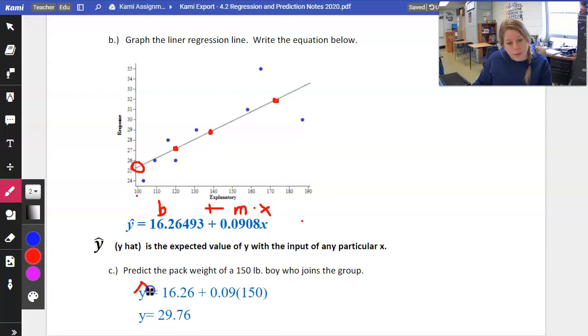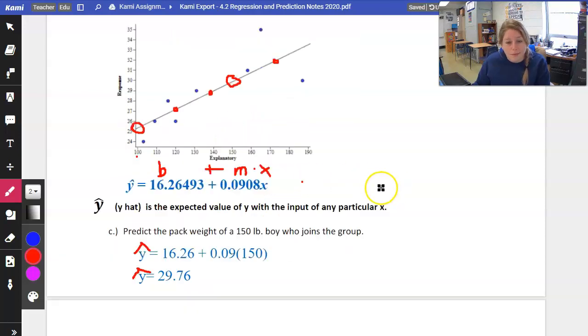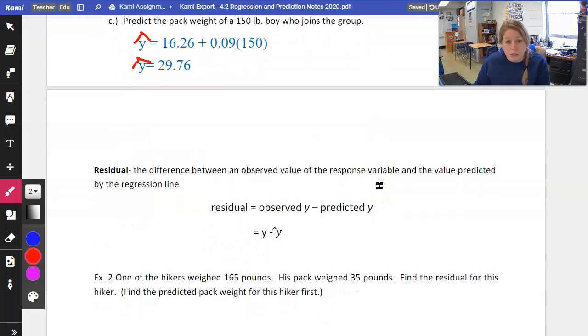There's a way to do the symbols in the typing, but I'm just going to draw it. So look at the graph. If we put in somebody who had a body weight of 150 and scrolled it up, it's about 29 pounds, and that looks just fine on the graph. So that dot would end up right there. That's the expected value. So this is where the predictions come in.